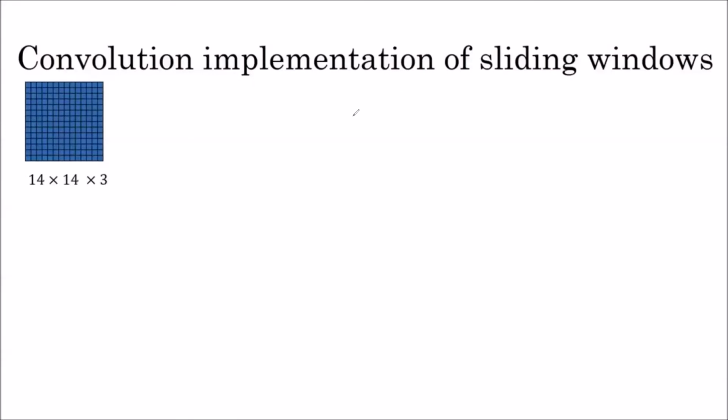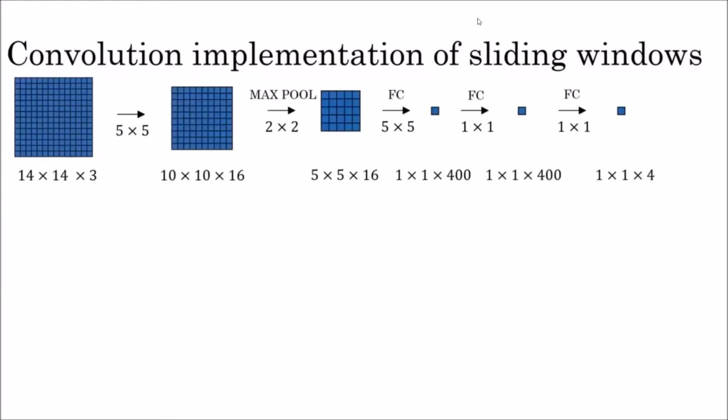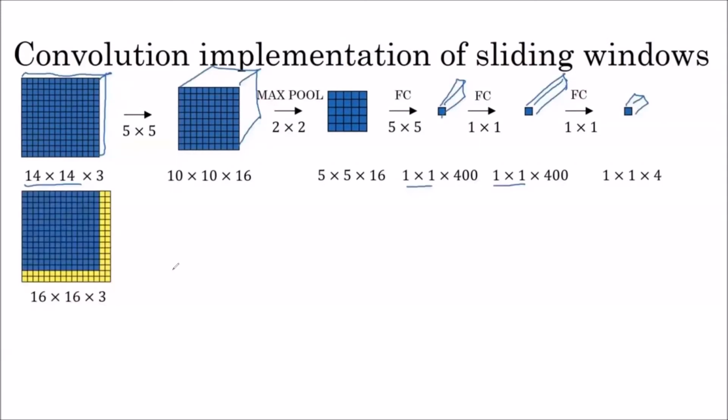Now we are discussing implementation of sliding windows by using convolution. We have considered the same 14 by 14 by 3 image, and we have already discussed how we converted the fully connected layers into convolutional layers. So this is 1 by 1 by 400, 1 by 1 by 400, and the final layer 1 by 1 by 4. Now we are taking the test image. At this time, we are adding two more rows and columns. Now this image size is 16 by 16 by 3.